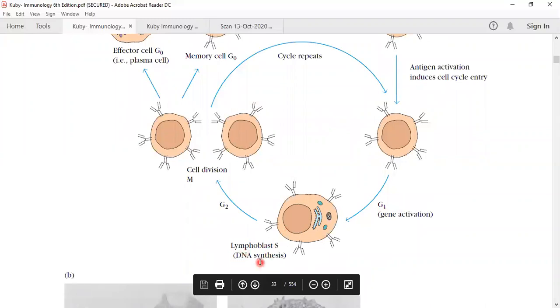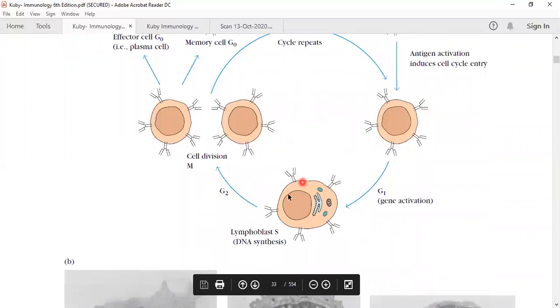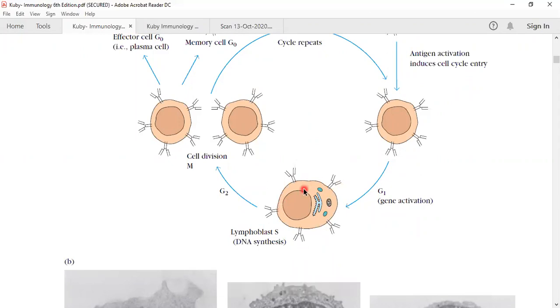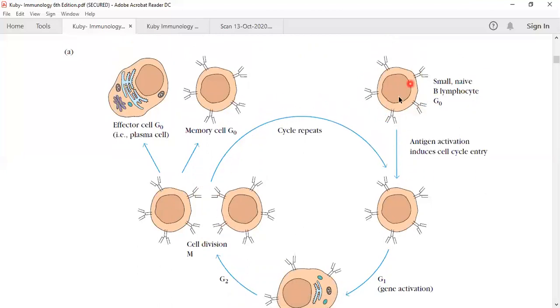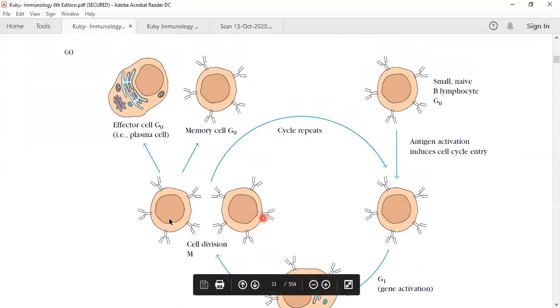In the S phase, DNA synthesis happens, so the size of the cell will increase. These increased size cells are known as lymphoblasts, blast cells. Why are they called blast cells? It does not mean that they will blast. Blast means they have an increased size. Then through G2, finally in the M phase, they will divide. Then the cell will move into the G0 state, or the cell cycle will repeat.